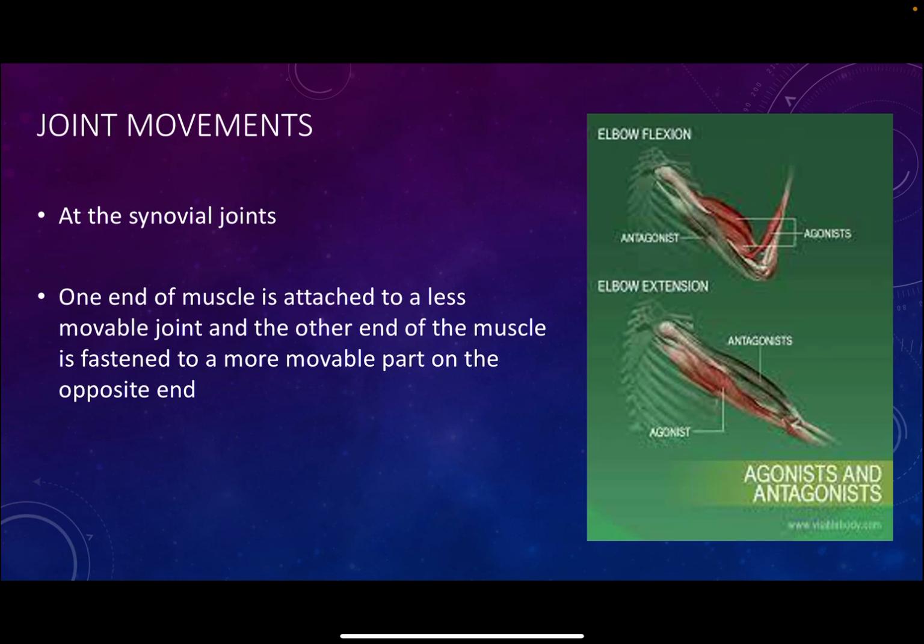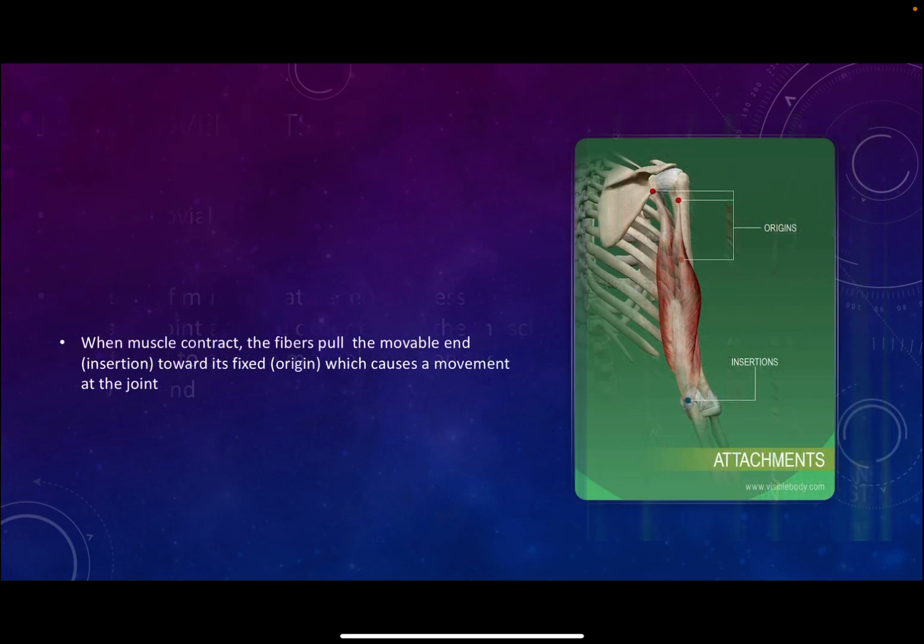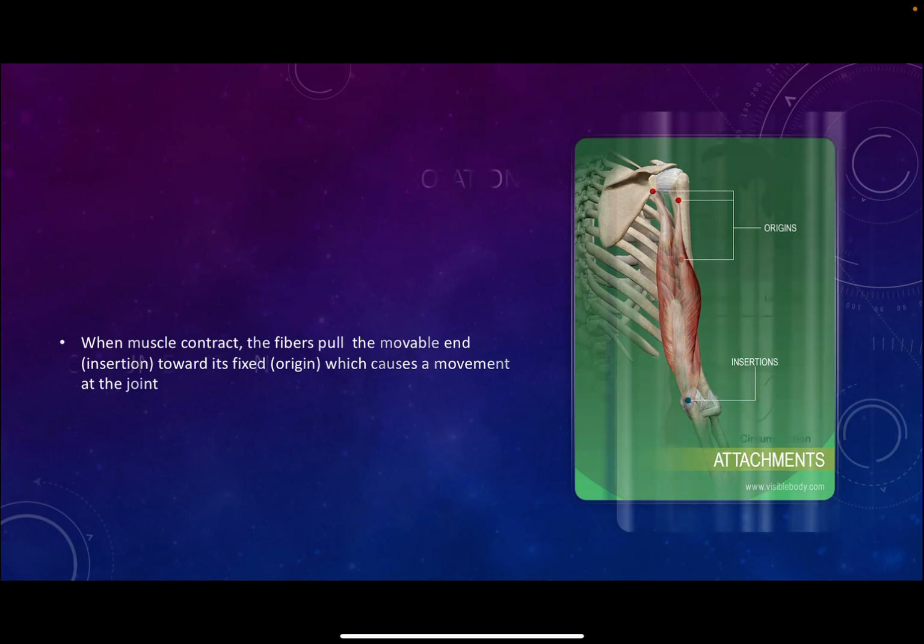The muscle in action is called the agonist or the prime mover, which is contracting, and the antagonist is relaxing or lengthening. When muscles contract, the fibers pull the movable end, which is called insertion, toward its fixed origin, which causes a movement at the joint.